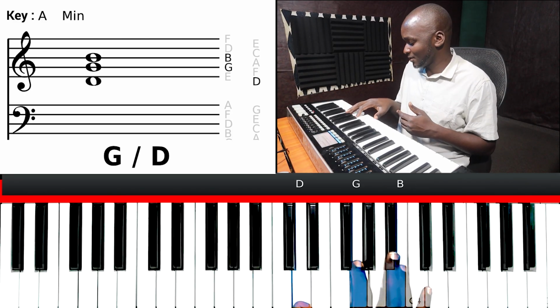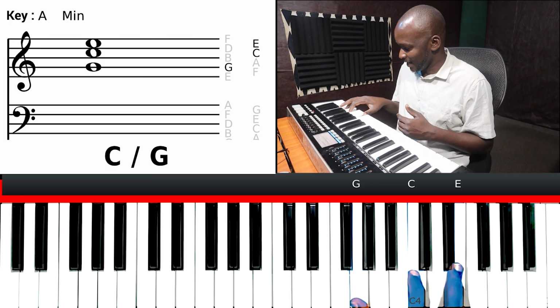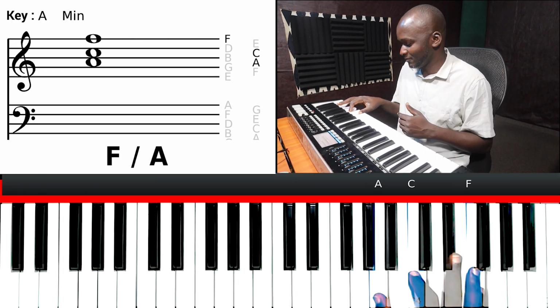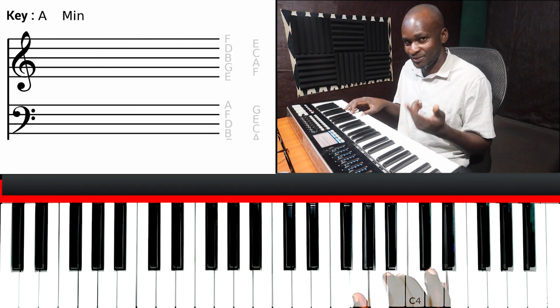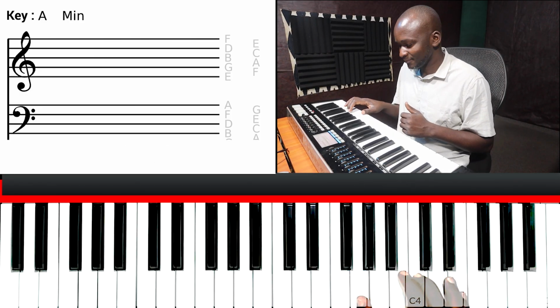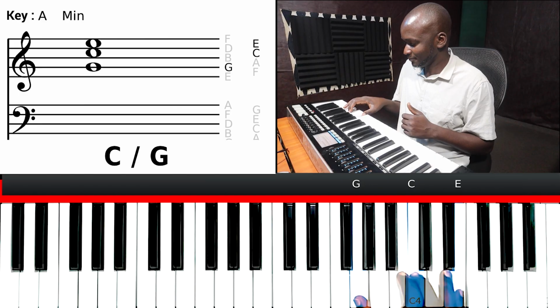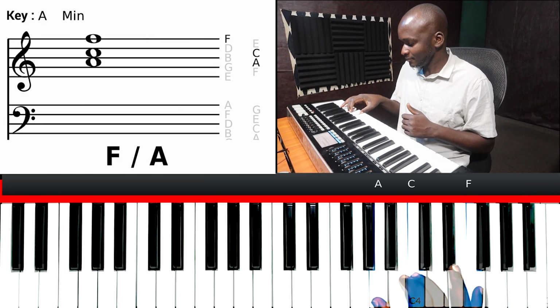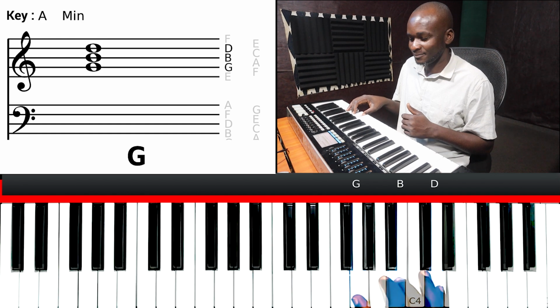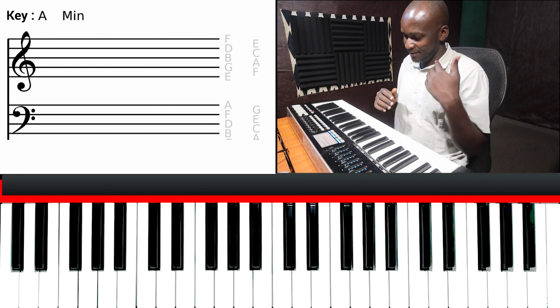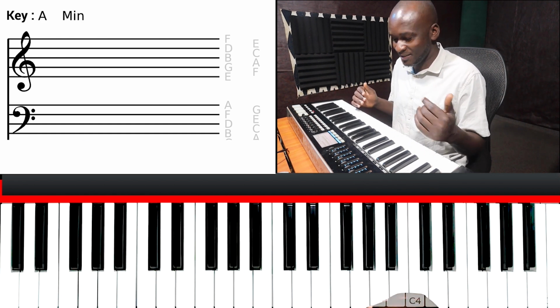If I start my C on the second inversion now, the F then will be first inversion, and the G will be in root inversion. I think you can see it. I think practicing inversions that way makes it easier.